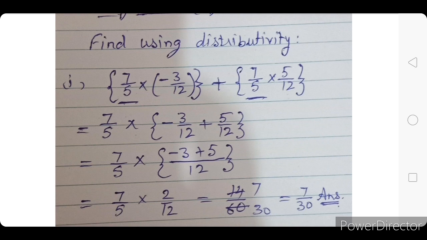When we will add this, because denominator is same, it is taken common. Minus 3 plus 5 will be added. Minus 3 plus 5 is 2 upon 12. And again simply multiply. 7 2s are 14, 12 5s are 60. And after cancelling you will get 7 upon 30. So this is the method how we use distributive property.